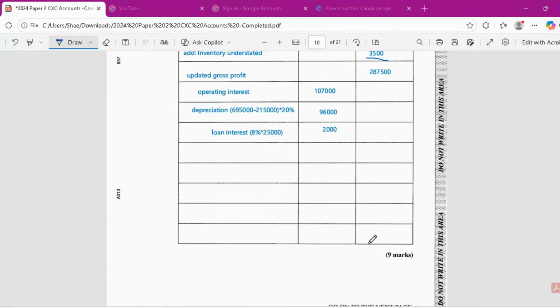However, we're going to subtract these three. So add these first to get a total. So when you add, you should get 205,000. And we make a note that this is total expenses. And then when we less the total expenses from our updated gross profit, we will get 82,500, which is our net profit.